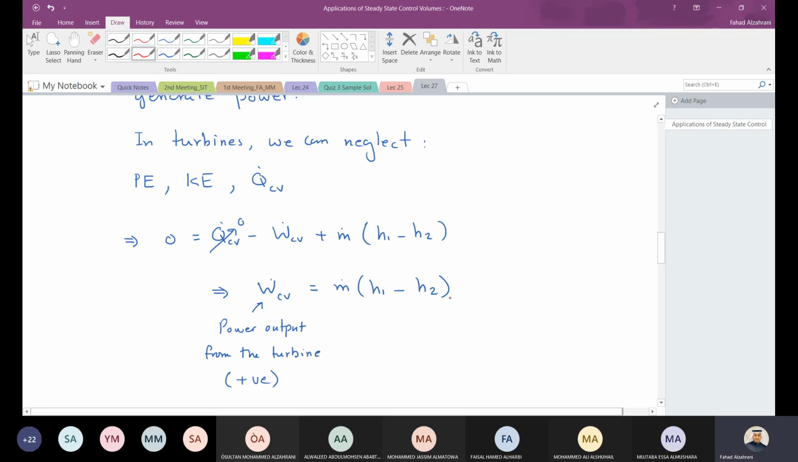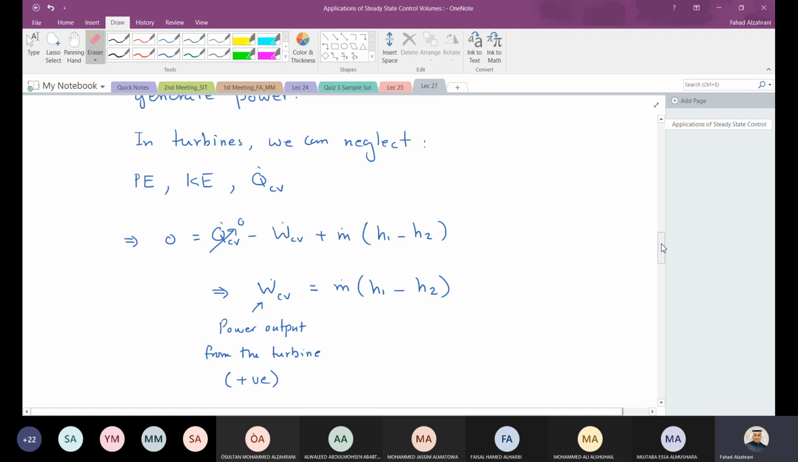You know the convention, right? Work done by the system is positive and work done on the system is negative. So when you do the calculation, this output power should be positive. Or if you are required to find m dot, for example, and I give you the value of the output power, you should put it as positive. So this is regarding the turbine.